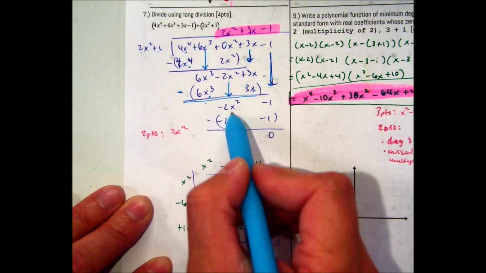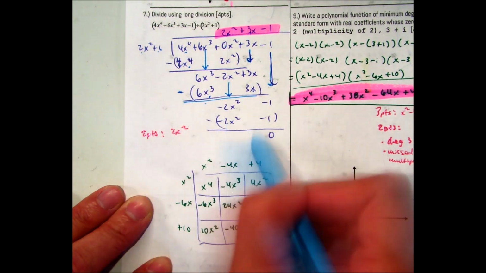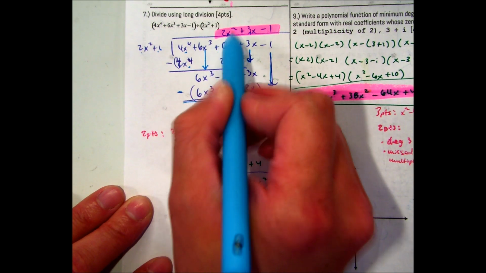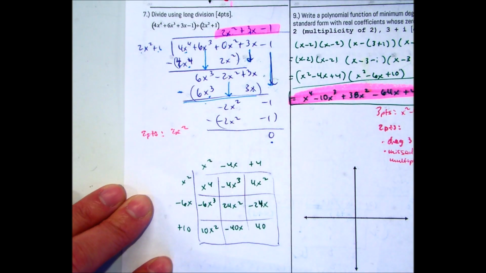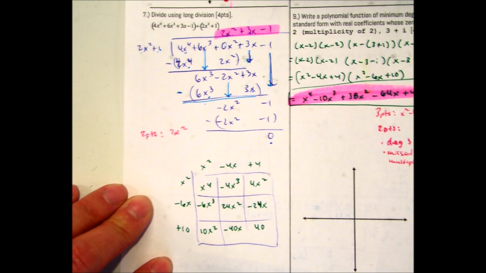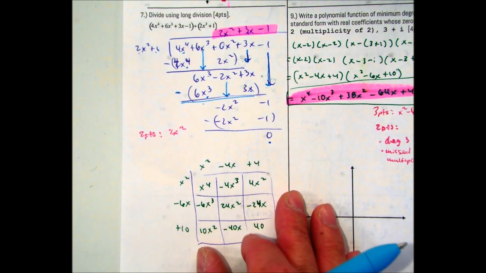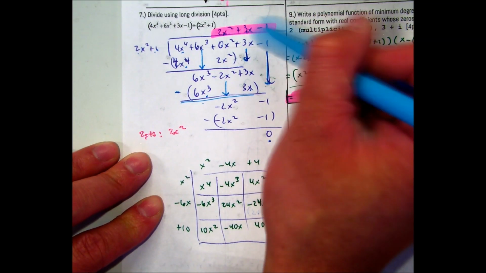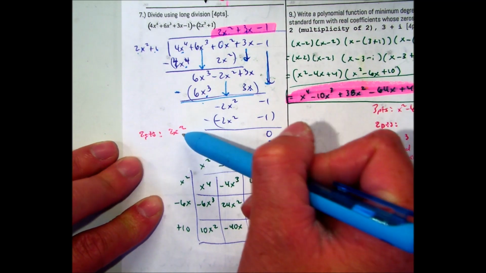How many times does 2x squared go into that? That's negative 1. Multiply, remainder of 0. And your answer is 2x squared plus 3x minus 1. That was out of 4 points. If you just wrote up here like 2x squared and the rest of that was wrong, or you have a remainder, I gave you guys 2 points.